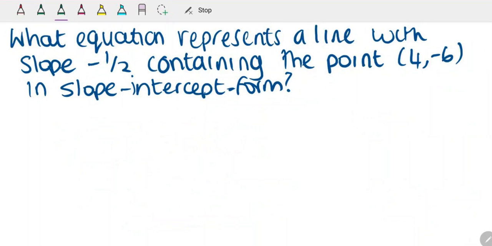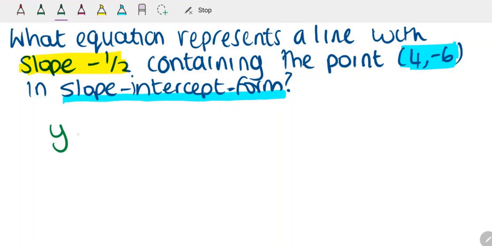So our next question: what equation represents a line with slope minus a half containing the point (4, -6) in slope-intercept form? So we have slope, that's our m value, minus a half. Our x and y points are 4 and minus 6, and we need it in slope-intercept form. So the first thing I'm going to do is use the point-slope formula.